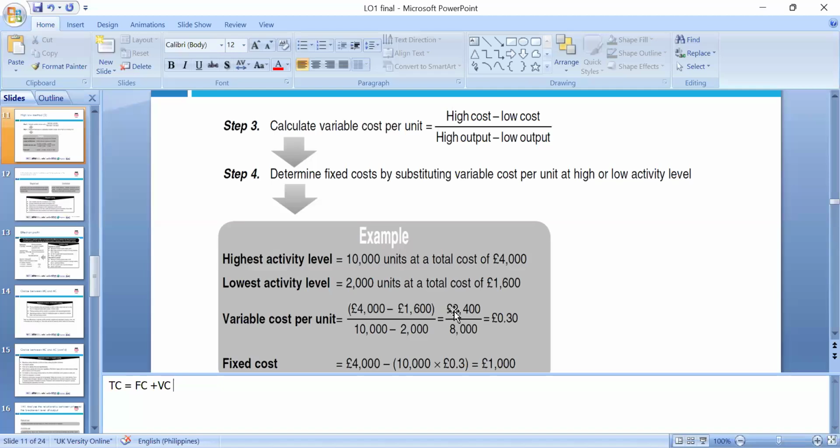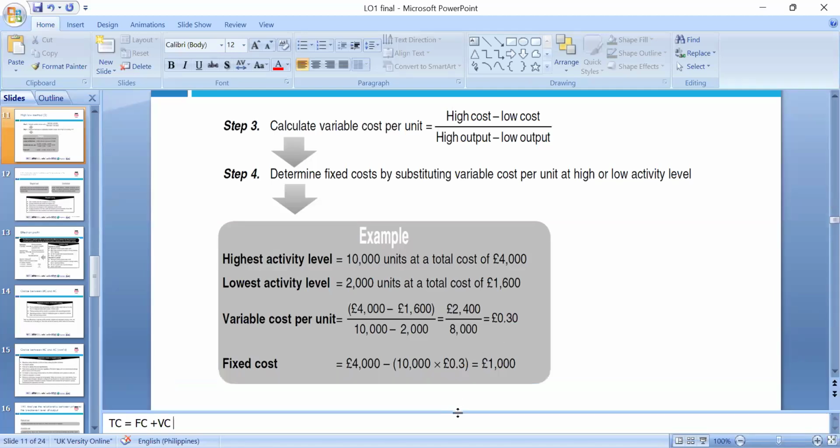Then my high units are 10,000 and my low units are 2,000. The unit difference between high and low is 8,000. The cost difference between high and low is 2,400. So 2,400 divided by 8,000, what is my per unit? This is the formula I'm using to calculate the variable cost. So the variable cost is 0.3 pence per unit.